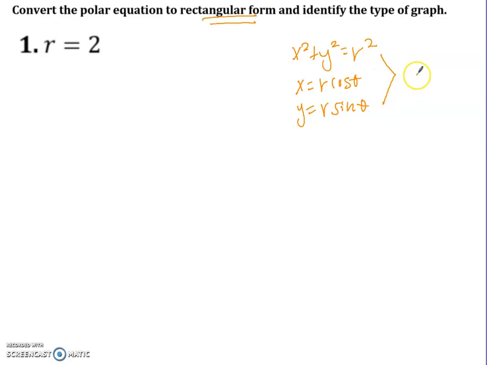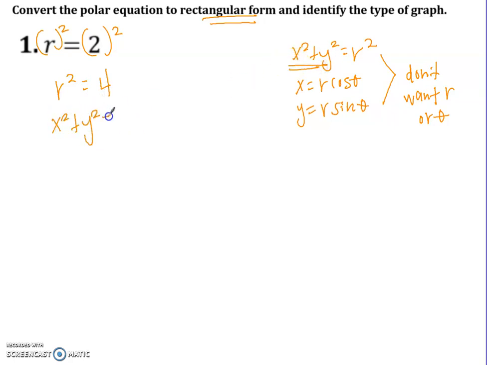What we're trying to do is we don't want r or theta in my rectangular equation. So r equals 2. If this was r squared, then I would be able to change it to x squared plus y squared. So let's make it r squared. Square the left, square the right. We get r squared is equal to 4. Now I'm going to substitute that in. I've got x squared plus y squared is equal to 4. That is the equation.